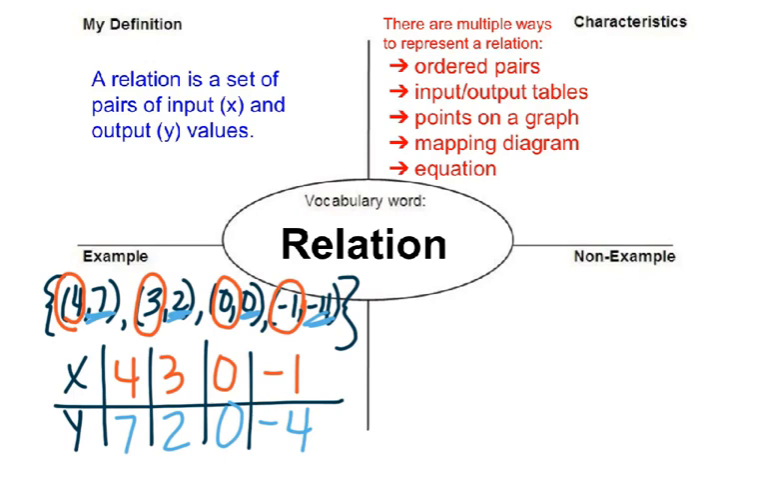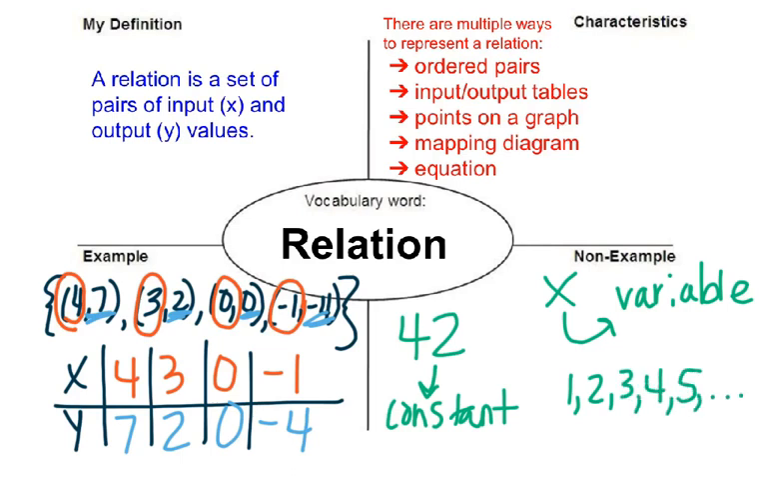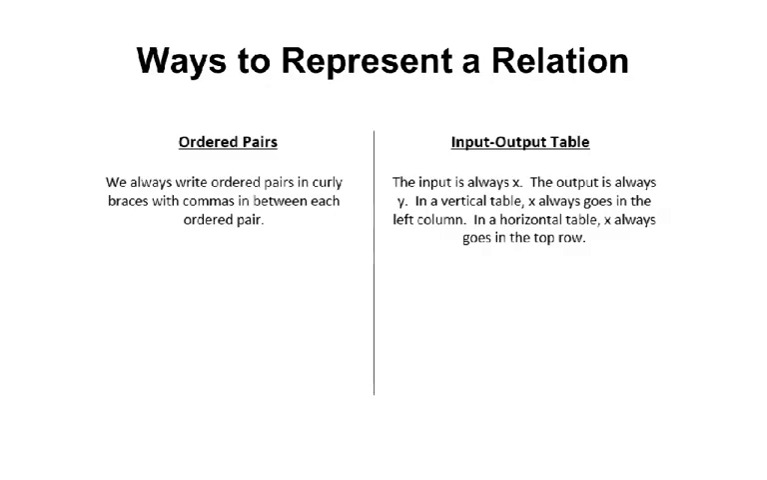And so for the last part of this page, we're going to do some non-examples, things that are not relations. So just a plain old x, that's a variable, and all by itself like that, it does not represent a relation. Just like if I had the number 42, that's just a constant. It does not represent a relation. Or if we had a sequence of numbers like 1, 2, 3, 4, 5, that's not a relation either. That's called a sequence. Those are things that do not represent what we're talking about when I say the word relation. Okay, so on to the next page.